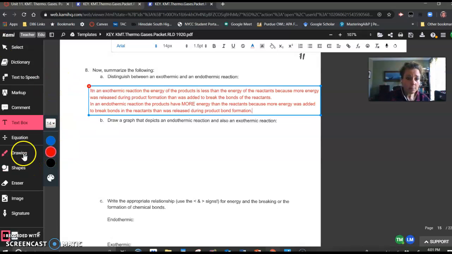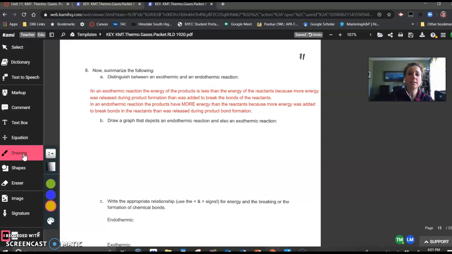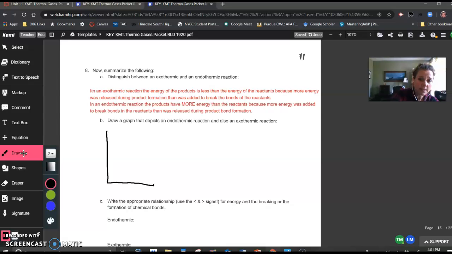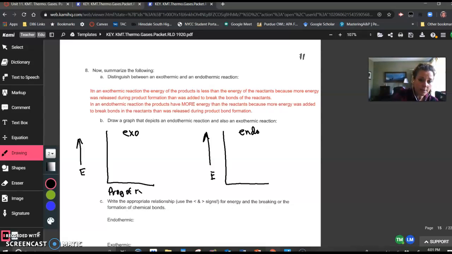Okay, and then moving on, we need to draw a graph that depicts an endothermic reaction and also an exothermic reaction. So in order to do that, I'm going to draw my two axes. I'll put exo on the left, I'll put endo on the right. I'm going to put energy on the y-axis, and I'm just abbreviating here with an E, and then progress of the reaction is on the x-axis.